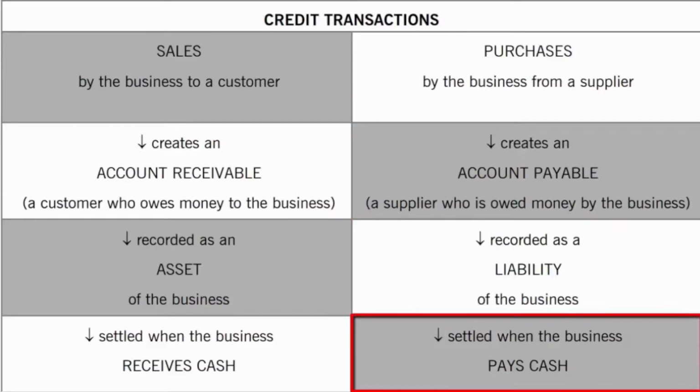4. When is it settled? This account is settled when the business pays the supplier. At that point, the cash decreases and the accounts payable is removed from the books.